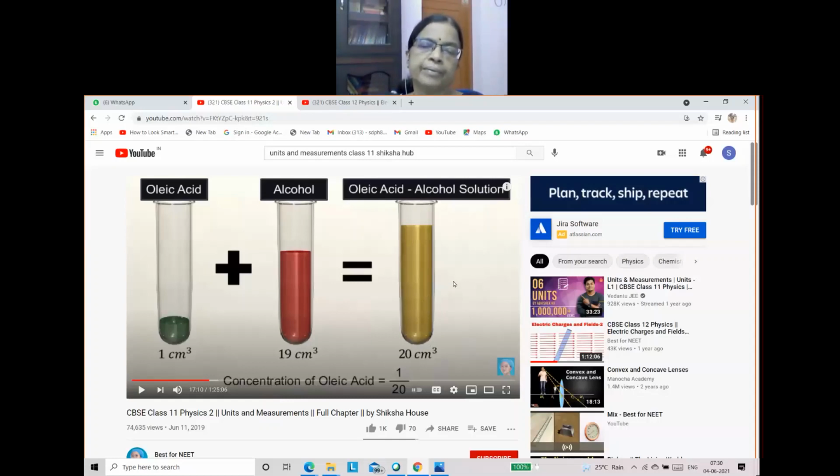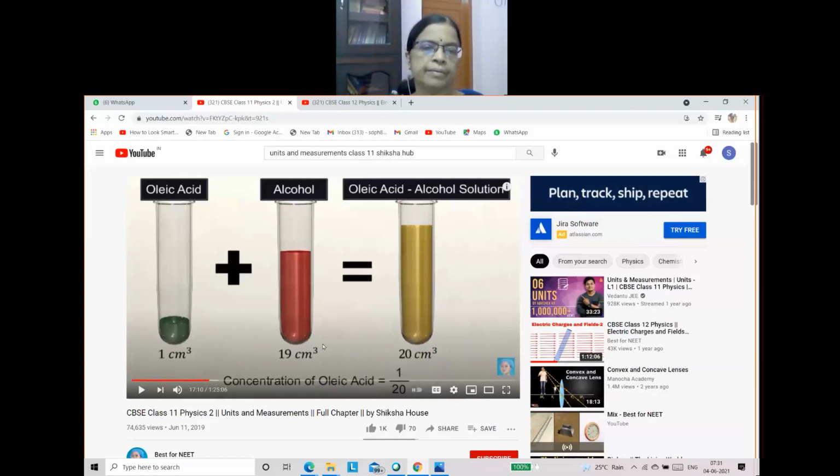Muhammad Asif, can you tell what is the concentration of oleic acid in this solution? Total, how much is this now? 1 plus 9, 20 centimeter cube, teacher. Total is 20. What is the concentration of oleic acid in that 20 centimeter cube? 1 centimeter cube. So we can write the concentration of oleic acid is 1 by 20. Out of 20, 1 part is oleic acid. So 1 by 20. Clear, children? Yes, teacher.